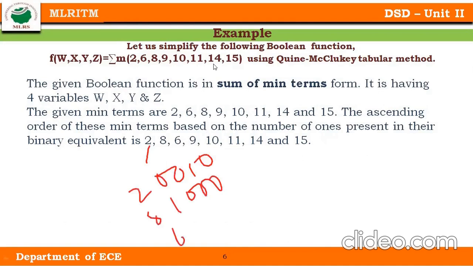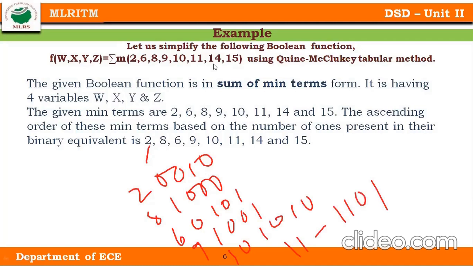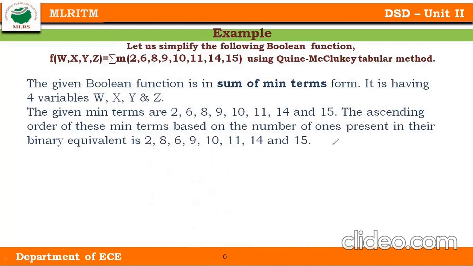Then 6, I'll take 0 1 1 0, so 2 ones are there. 9, if I take 1 0 0 1, 2 ones are there. 10 is 1 0 1 0, 2 ones. 11 is 1 0 1 1, 3 ones. 15, if I take, all 4. In a similar manner I have arranged them, and this is what I got, okay.